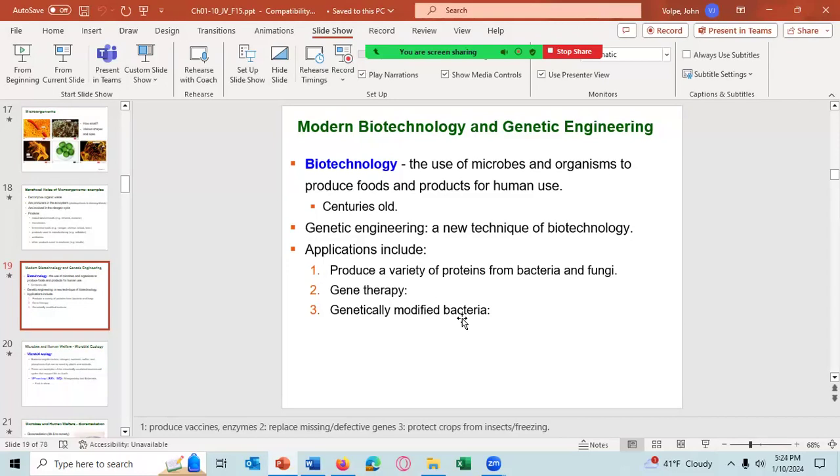Like we can put in genetically modified bacteria to help protect crops from insects or from freezing. Gene therapy, where a child is born with a defective immune system, and then we put the immune system gene into the child. And then producing a variety of proteins in bacteria and fungi, like when we're making vaccines or enzymes.